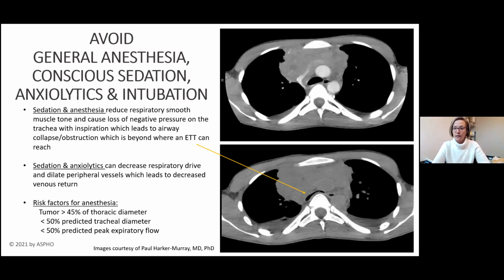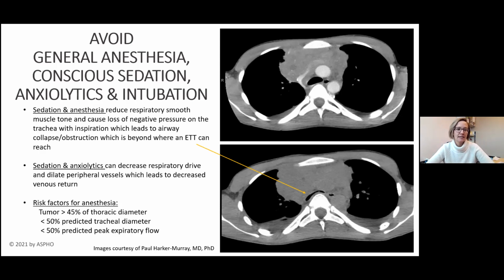So the reason that we prefer to do this is because sedation and anesthesia reduce the respiratory smooth muscle tone and then cause a loss of negative pressure on the trachea with inspiration. So then you have airway collapse and obstruction with that. And unfortunately, that obstruction is beyond where an ET tube can reach. And therefore, if this happens to a patient, there's really no easy way to then ventilate them at this point. So if this can be avoided preemptively, that is obviously better.